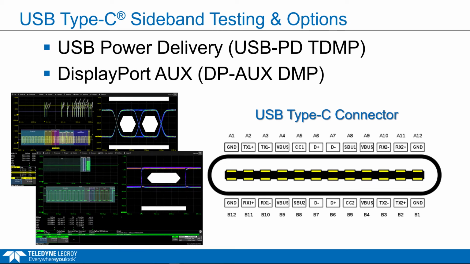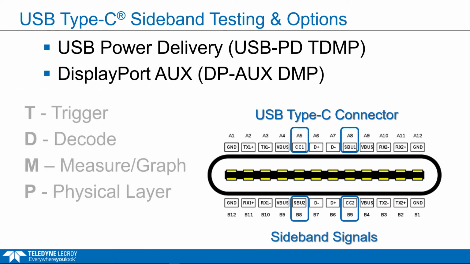Today I'm here to show you how to use USB PD TDMP and DP-AUX DMP analysis software on Teledyne LeCroy oscilloscopes. These options provide unmatched validation and debugging capability for USB power delivery and DisplayPort aux signals over the USB Type-C connector, including sideband triggering, simultaneous signal decoding, and physical layer measurements.